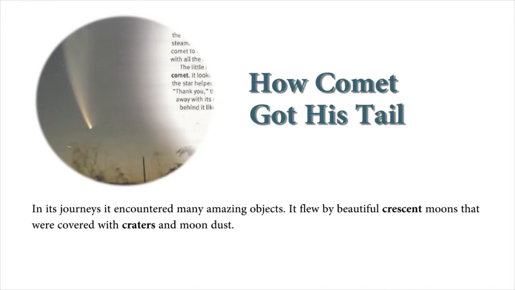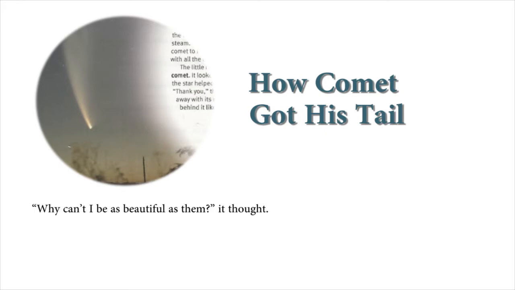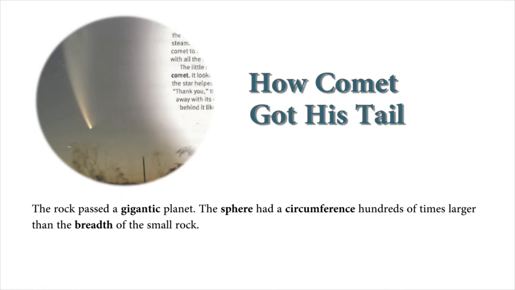In its journeys, it encountered many amazing objects. It flew by beautiful crescent moons that were covered with craters and moon dust. "Why can't I be as beautiful as them?" it thought. The rock passed a gigantic planet. The sphere had a circumference hundreds of times larger than the breadth of the small rock.